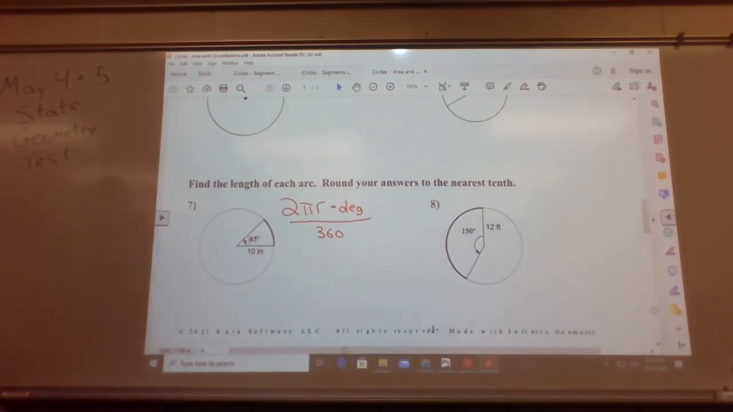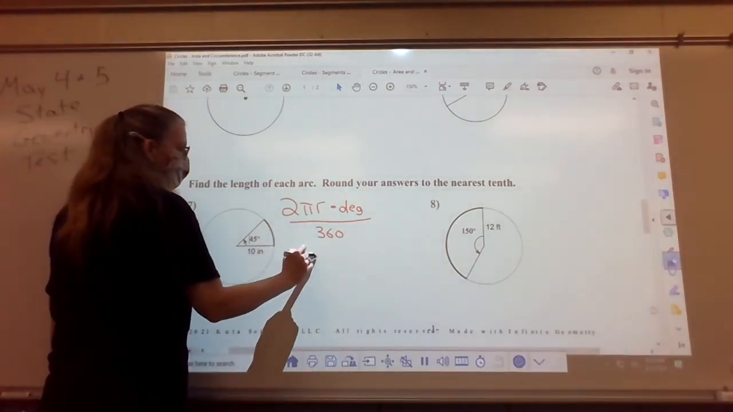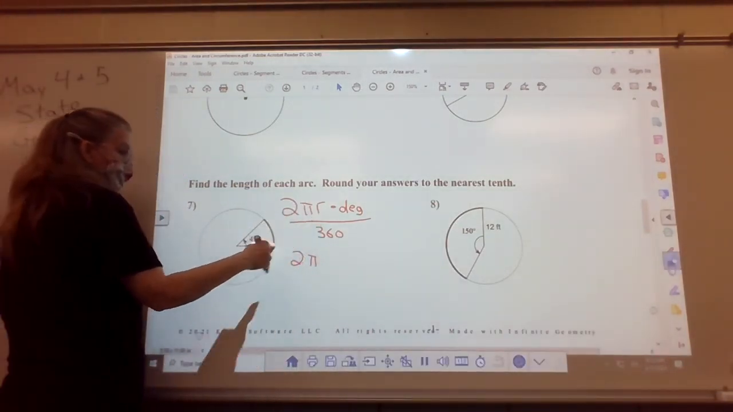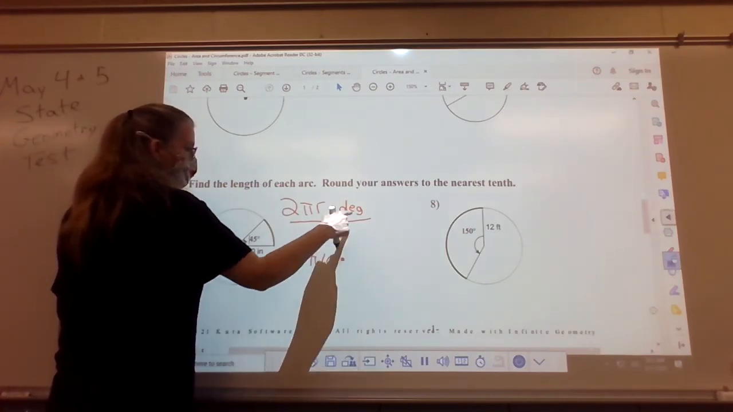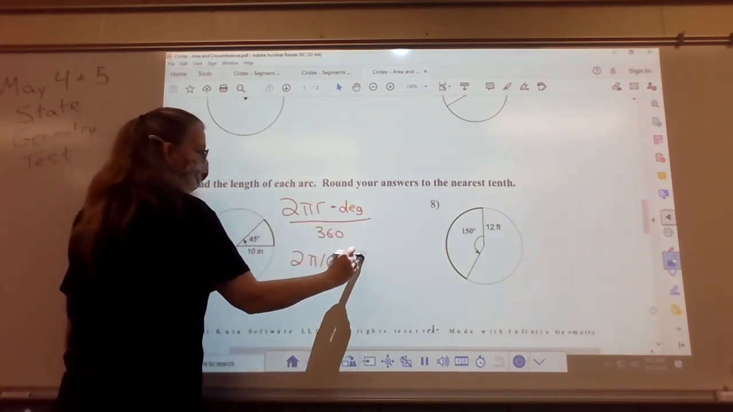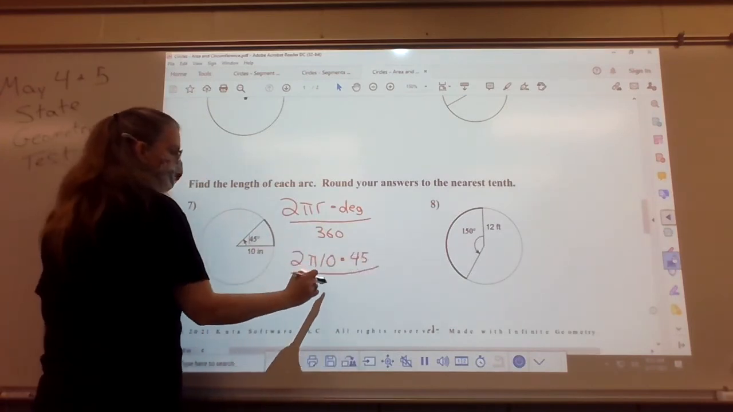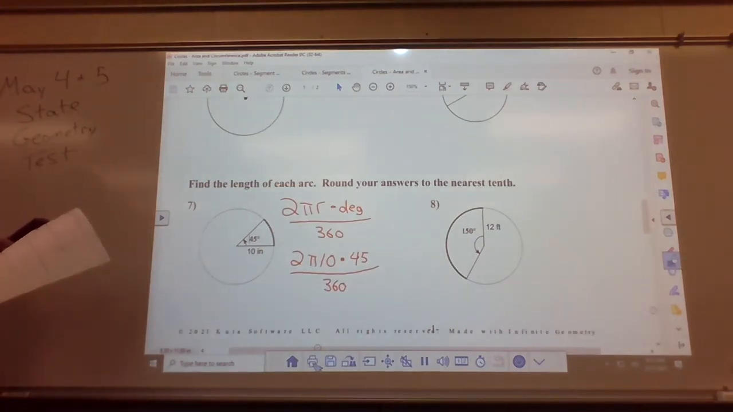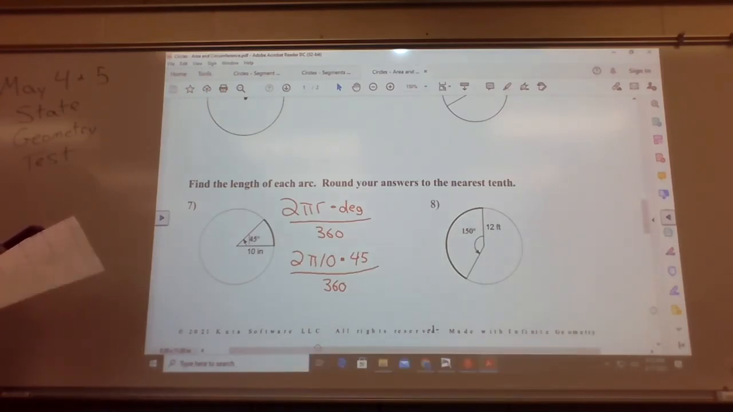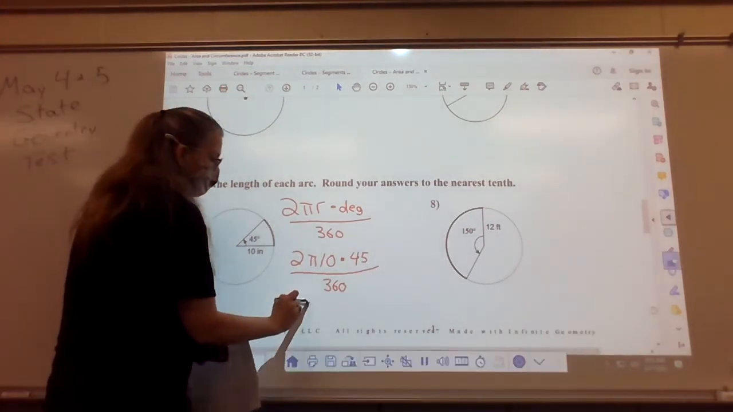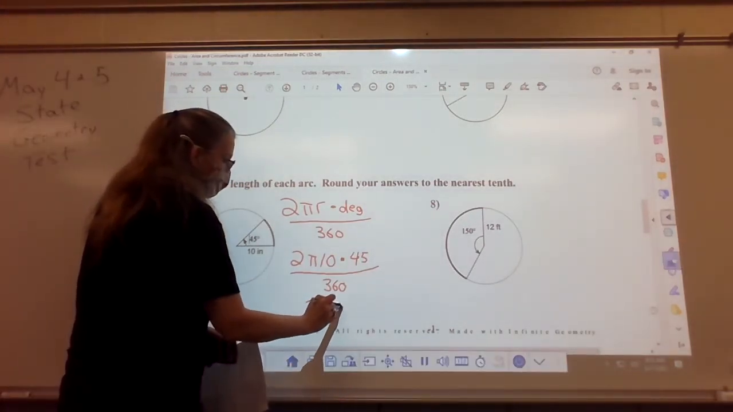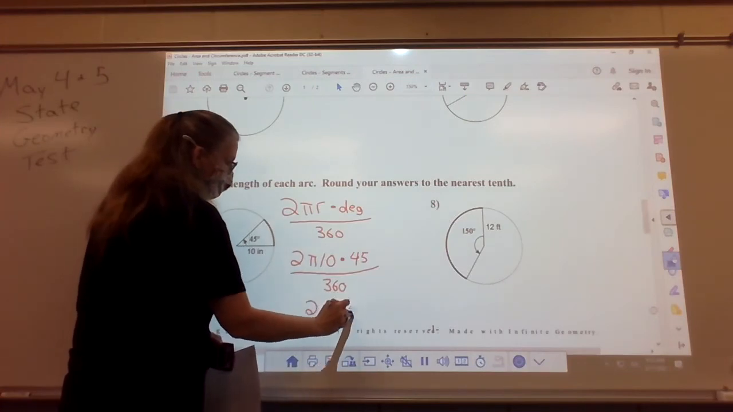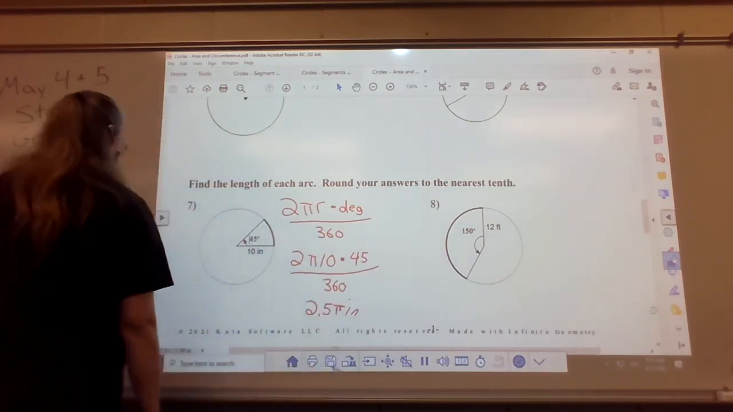So 2 pi radius 10, degree 45, divide by 360. So then I'm going to multiply 2 times 10 times 45, ignore the pi first, equals, divide by 360, equals 2.5. So 2.5 pi inches, and remember it's just inches because it's just a distance.